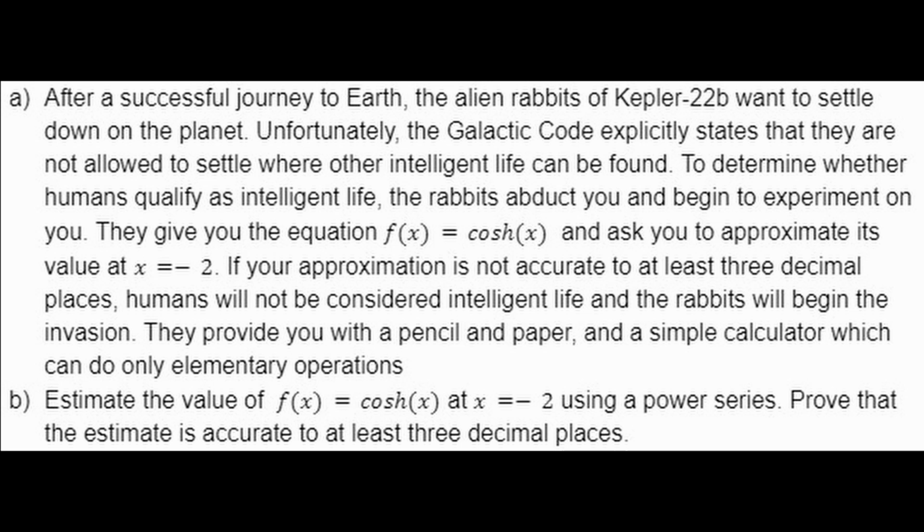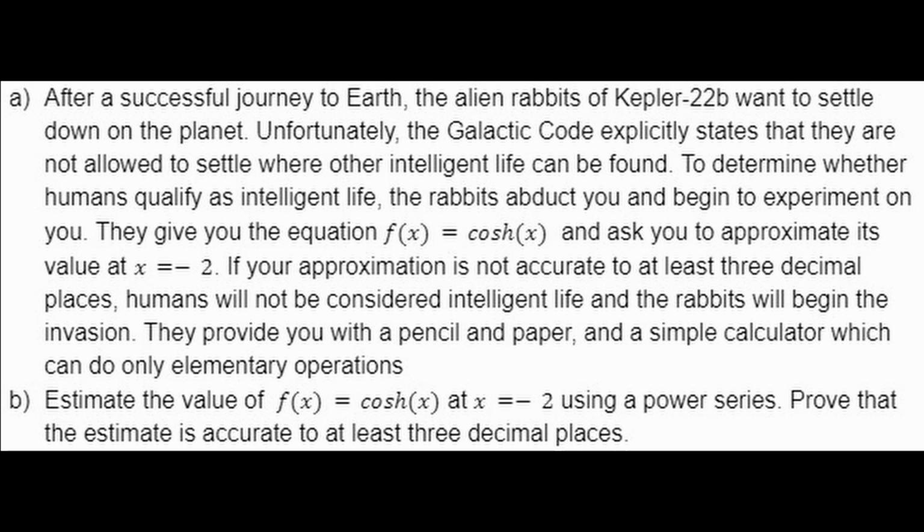After a successful journey to Earth, the alien rabbits of Kepler 22b want to settle down on the planet. Unfortunately, the Galactic Code explicitly states that they are not allowed to settle where other intelligent life can be found. To determine whether humans qualify as intelligent life, the rabbits abduct you and begin to experiment on you.